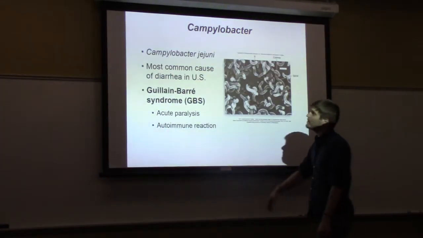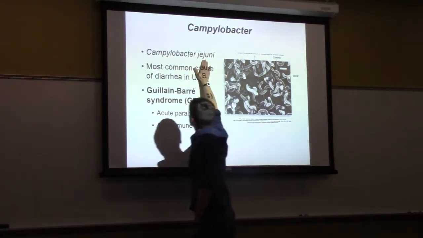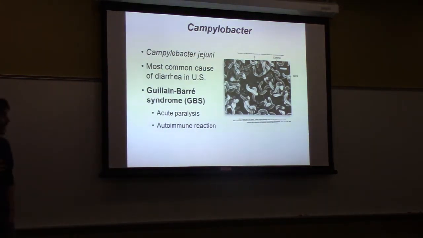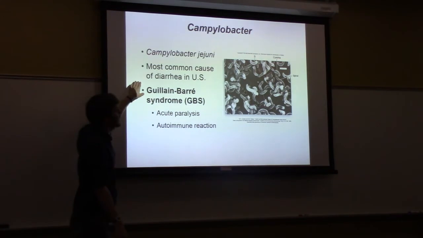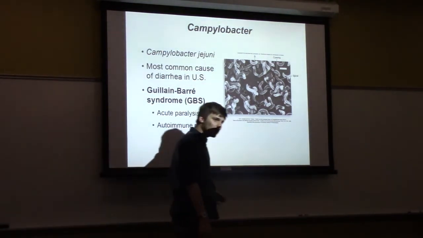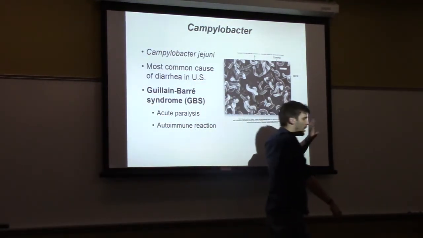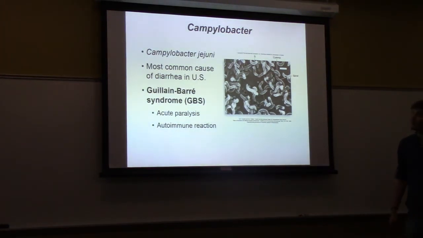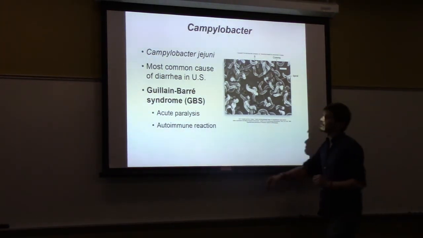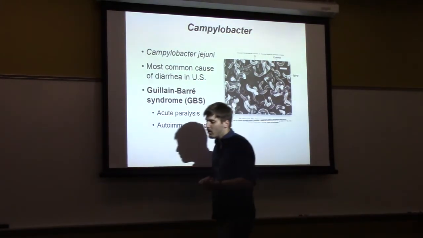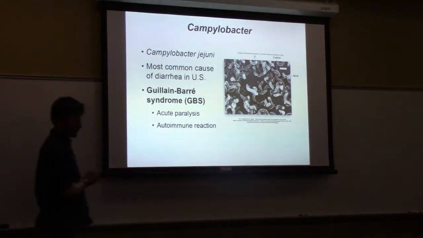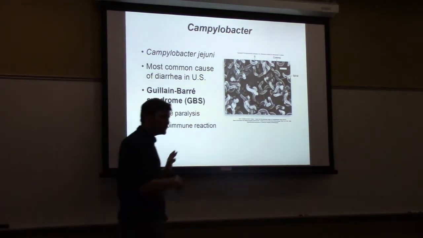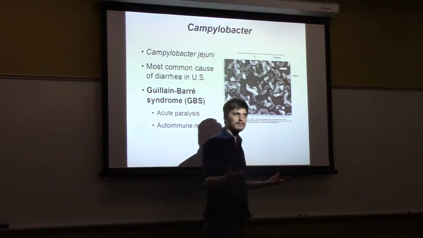So it's caused by a bacteria known as Campylobacter jejuni, okay? And this is the most common cause of bacterial diarrhea in the United States. It's relatively harmless, it doesn't penetrate through, it doesn't cause any more serious infections. However, it does have one problem, and that is that it can potentially cause GBS, or Guillain-Barré syndrome. Okay? Guillain-Barré syndrome is an acute paralysis, which means rapid onset paralysis.